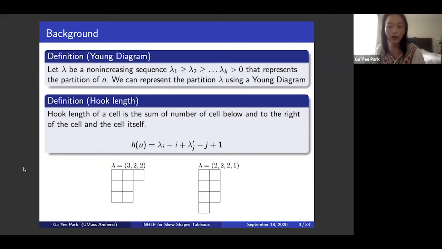Hook length comes from a cell. The hook length of a cell is the sum of the number of cells below and to the right of the cell and the cell itself. So if you look at this cell, the green one, there are 2 pink cells below and 1 yellow cell to the right. The pink cells represent lambda sub i minus i, and the yellow cell represents lambda sub j prime minus j, and the +1 is the cell itself. So this is the hook. It's literally a hook. And the hook length then is 4.